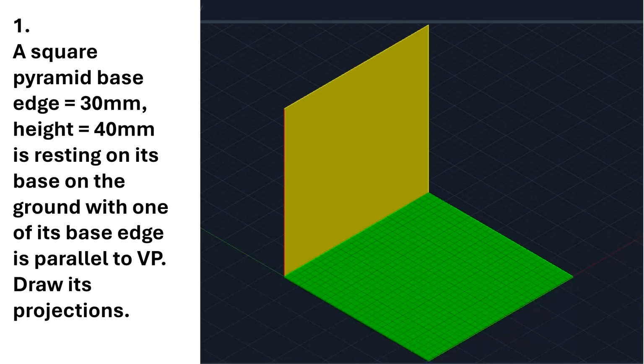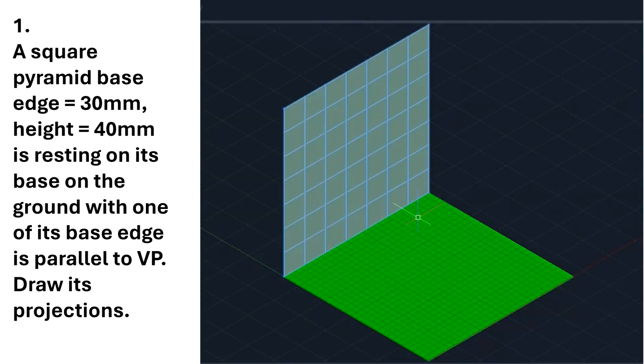Projections of solids in simple position. Let us see the first problem. A square pyramid, base edge 30 mm, height 40 mm, is resting on its base on the ground, with one of its base edges parallel to VP. Draw its projections.